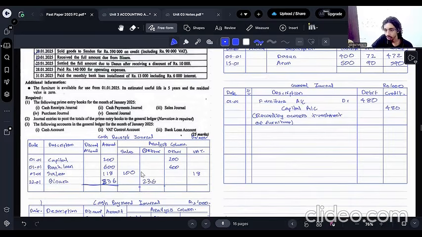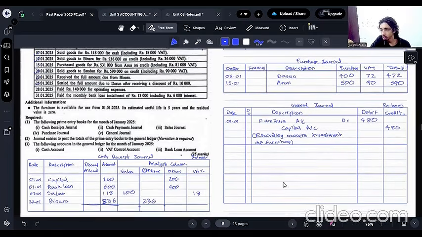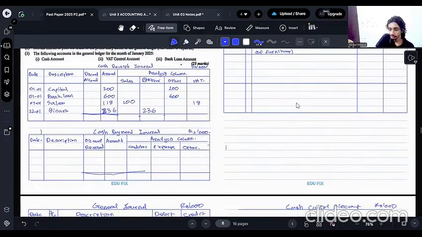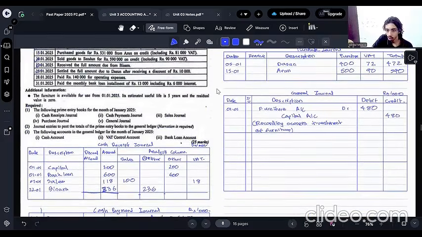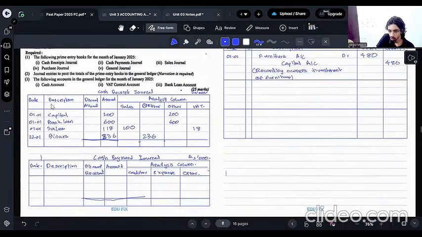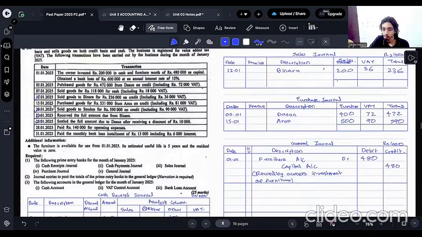Received. Settle the full amount due to Dasun after receiving a discount of 10,000. Now we have to pay Dasun 472, but if we are getting a discount, on 25th of January, you are paying Dasun. You're getting a discount of 10. To totally settle him is 472, but with a discount of 10, you have to give him only 462. It will go to the creditors column.